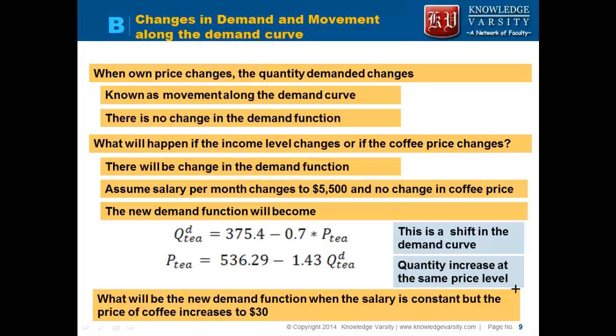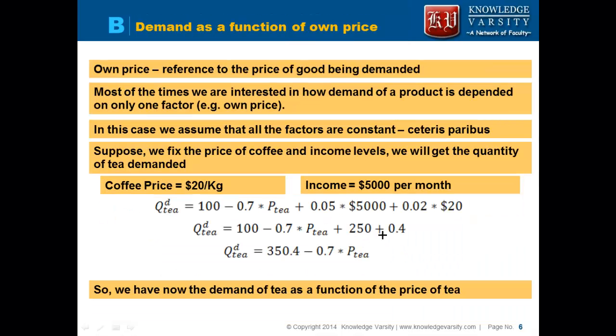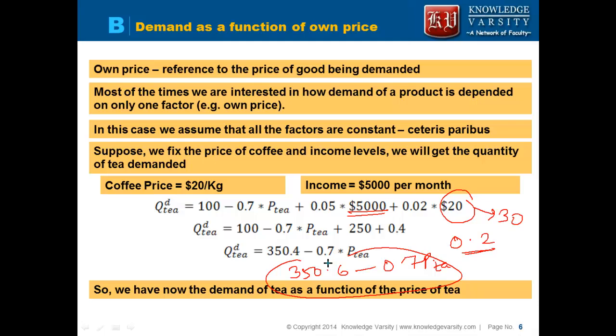So there is a question for you: what will be the new demand function when the salary is constant but the price of the coffee is increased to 30? So you will have to go back here, okay, and the salary level is the same but this is changed to 30. So there is an increase of 0.2. So the demand function will become 350.6 minus 0.7 into the price of the tea. This will become your new demand function.